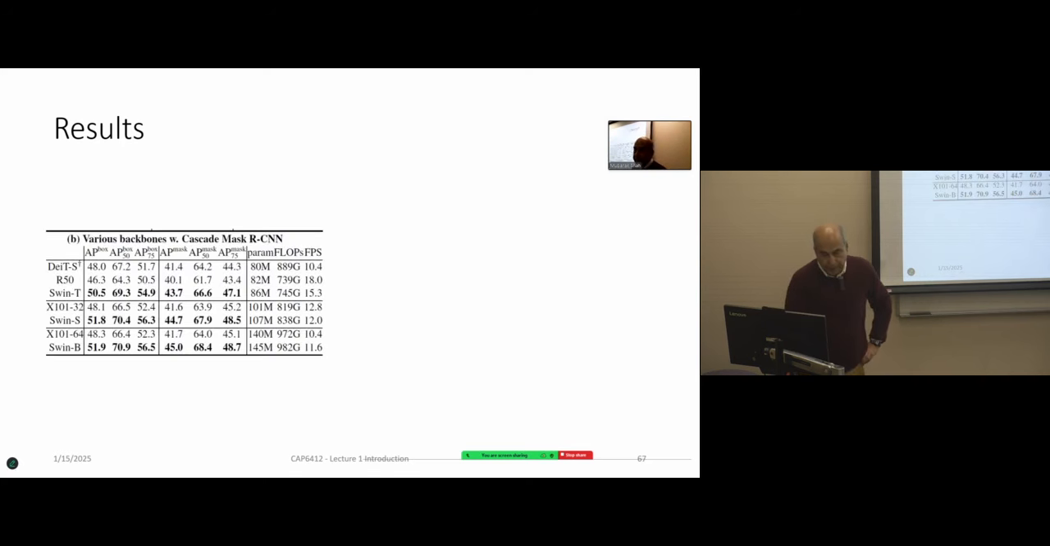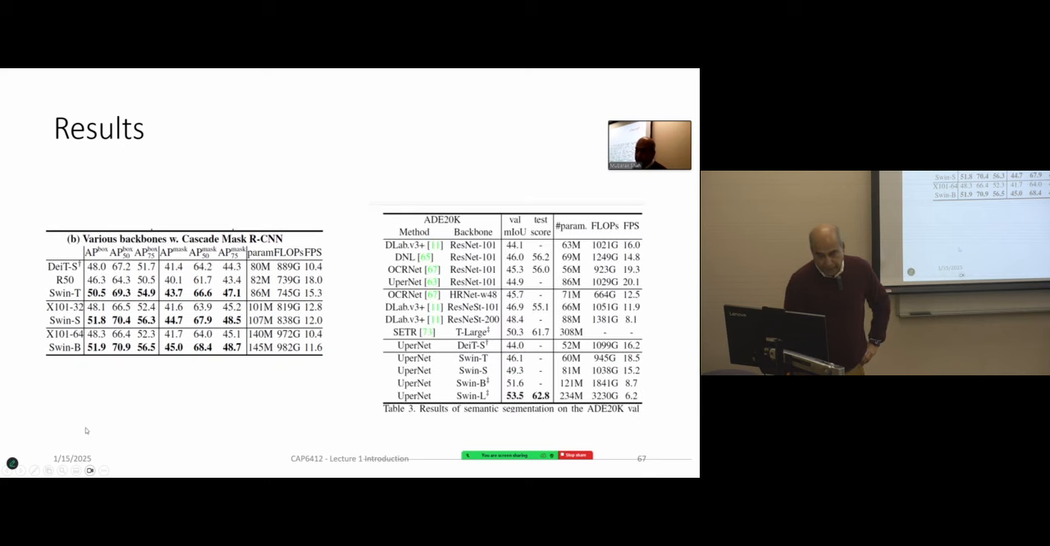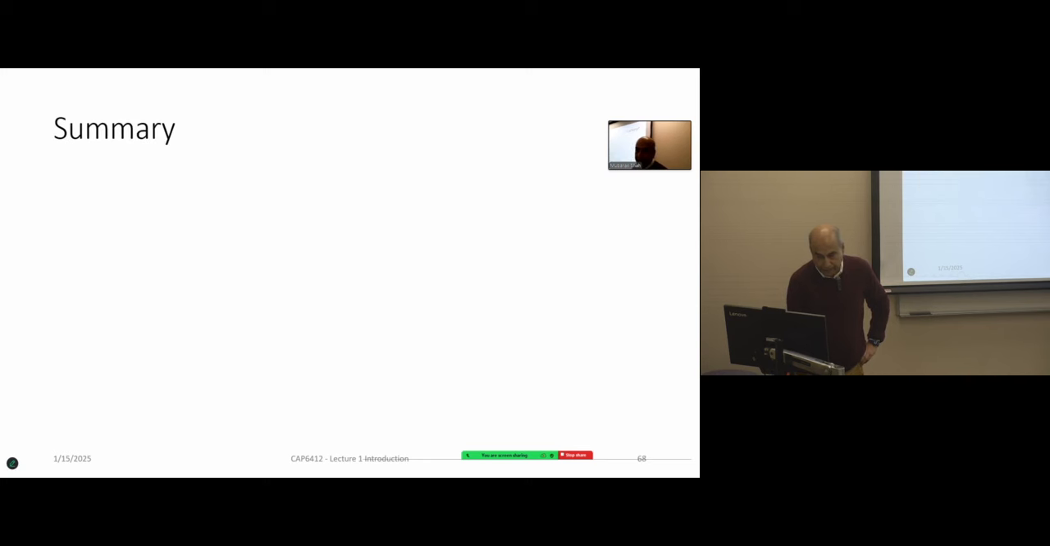This is on Mask R-CNN, which is object detection. Again, when you see the bold one, which means higher. So this is 50, and this one is 46, ResNet, DeiT, and so on. Okay? And this one is another dataset, ADE20K, and the same idea here.